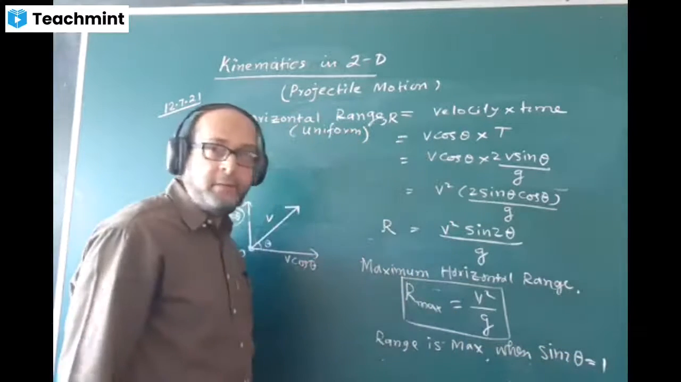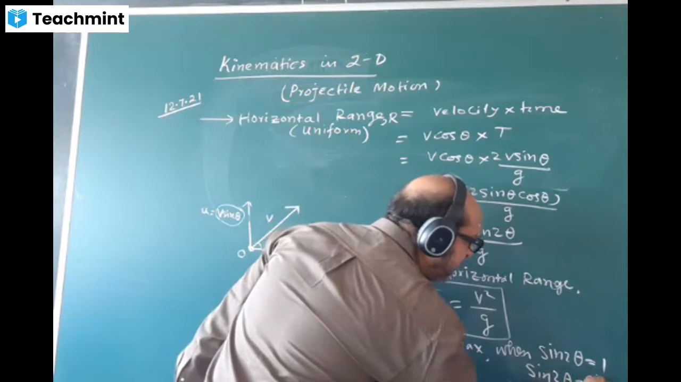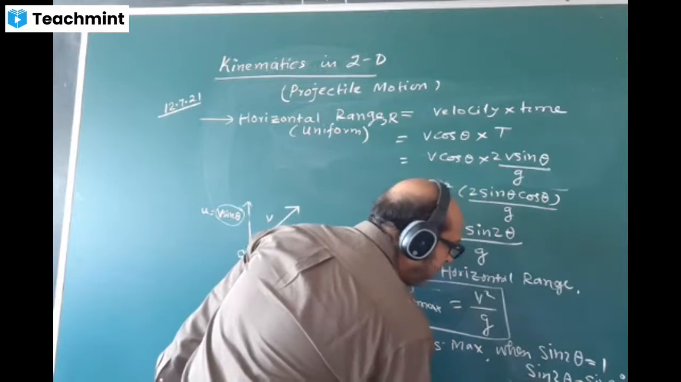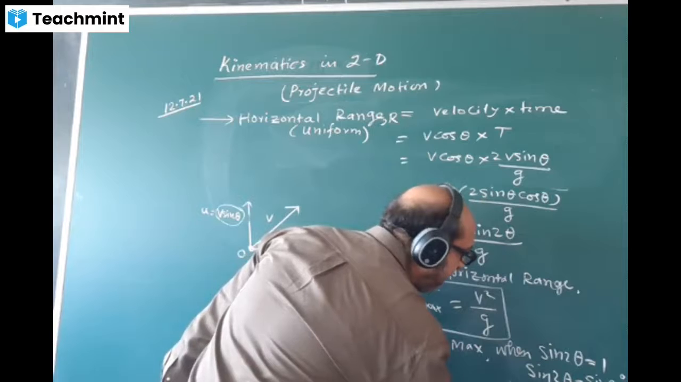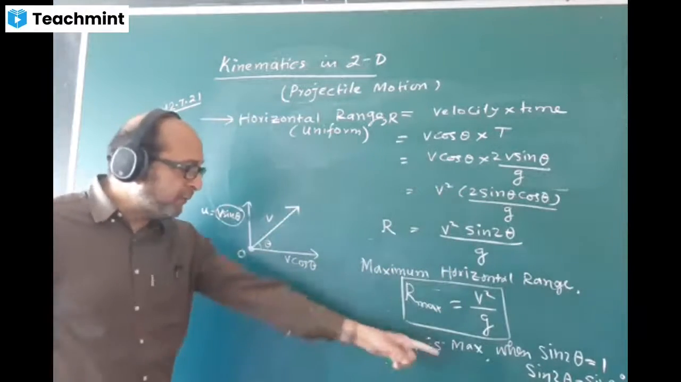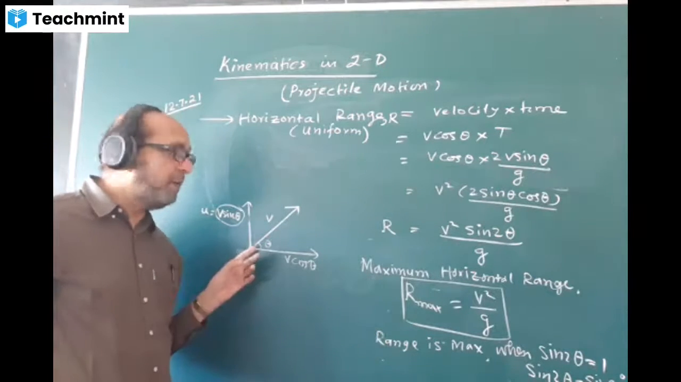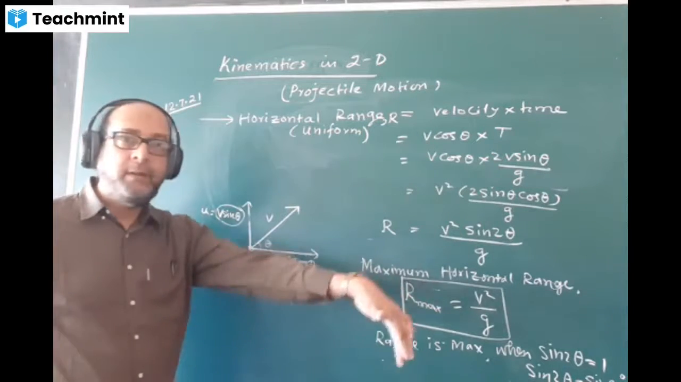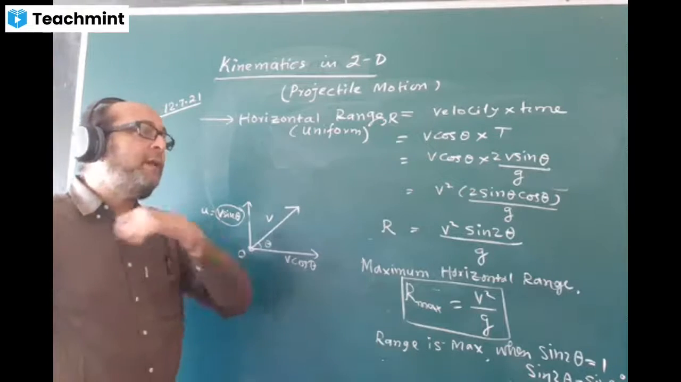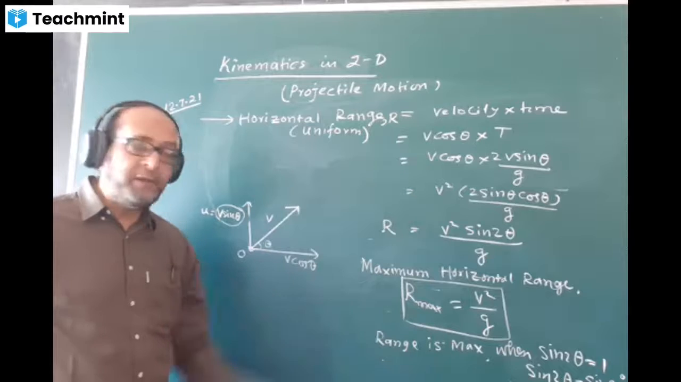Sine maximum value is 1. Sin 2 theta equal to 1 means sin 90 degrees. Therefore 2 theta becomes 90 degrees, and theta is 45 degrees. That is, when the angle of projection with the horizontal is 45 degrees, the horizontal distance or range of the projectile will be maximum. The body will go the longest distance when the angle of throw is 45 degrees.